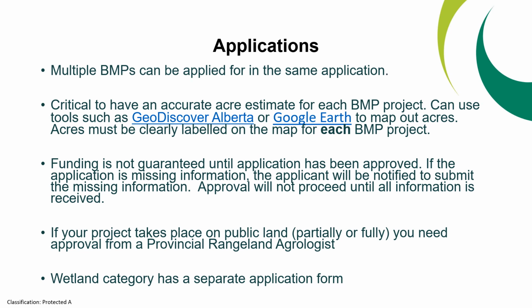We'll cover a few tips on applications. You can apply for multiple BMPs in the same application, and we would encourage you to do so. It is critical that we have accurate acre estimates for each BMP project that you are applying for. You can use online tools such as GeoDiscover Alberta or Google Earth to map out your projects. Please make sure that on these maps, the acres are clearly labeled for each BMP project you are applying for, and that you are clearly outlining the different activities being implemented on the map for each project.